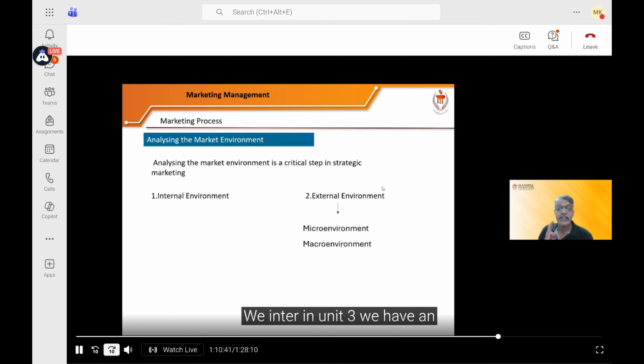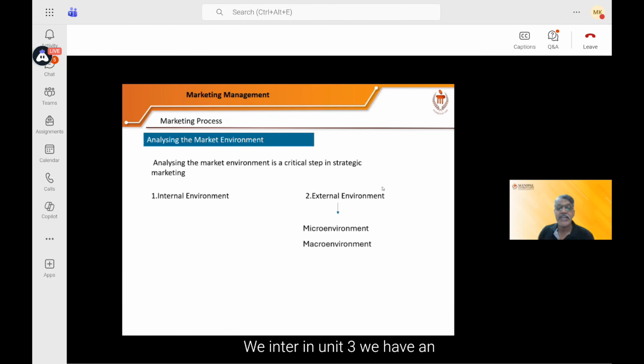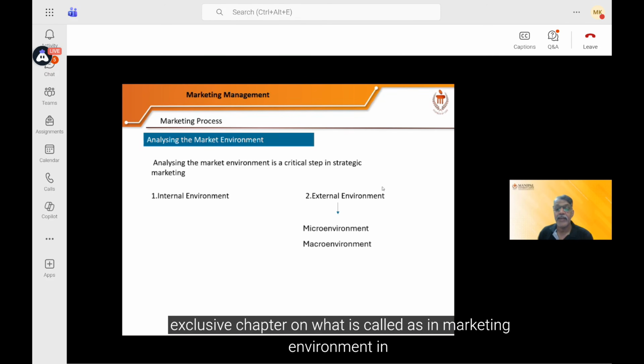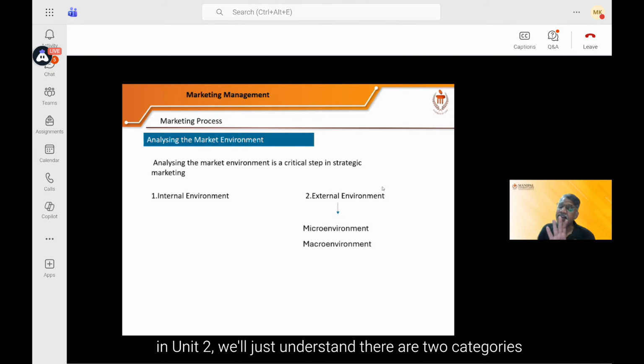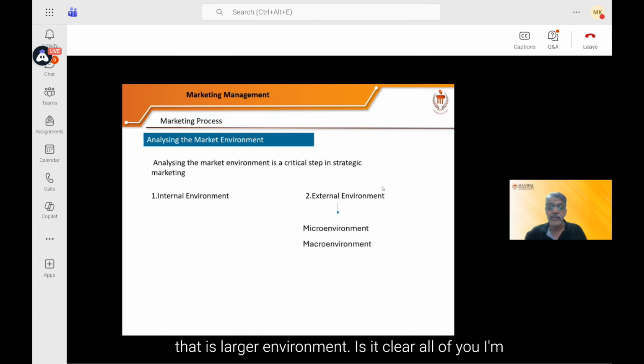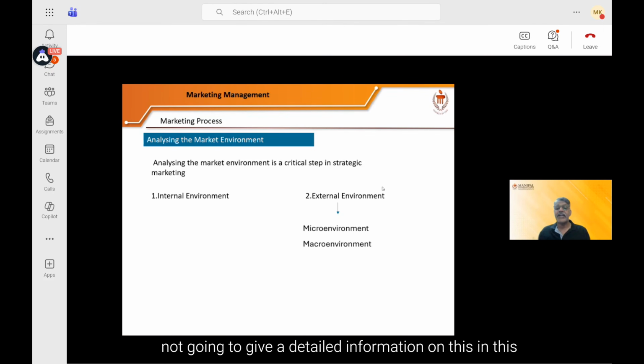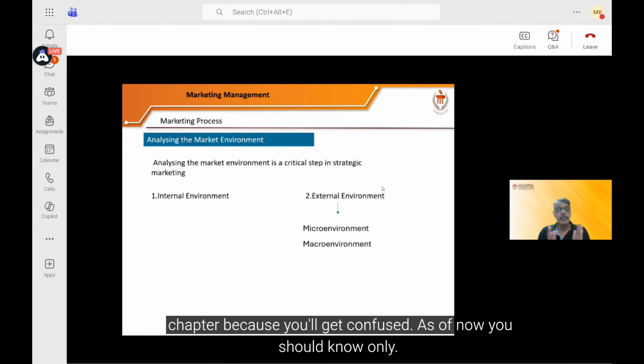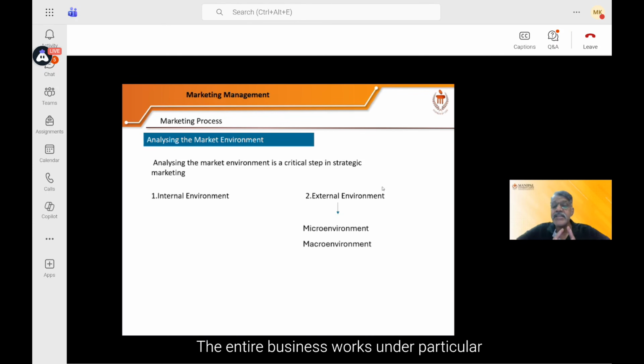In unit 3, we have an exclusive chapter on what is called the marketing environment. In unit 2, we'll just understand there are 2 categories, internal and external. External environment is further classified as micro, that is small environment, and macro, that is larger environment. Is it clear, all of you? I'm not going to give detailed information on this in this chapter because you'll get confused. As of now, you should know only that the entire business works under a particular environment.